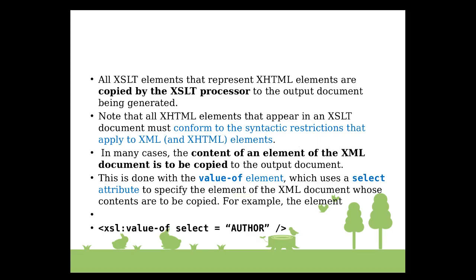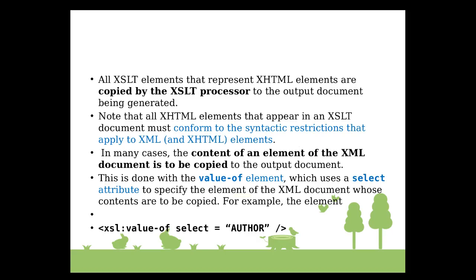The XHTML elements that appear in the XSLT document must conform to the syntactic restrictions that apply to XML and XHTML elements. And in many cases, the content of an element of the XML document needs to be copied to the output document. So how can we do this? How can we copy the content of the XML document to the output document?